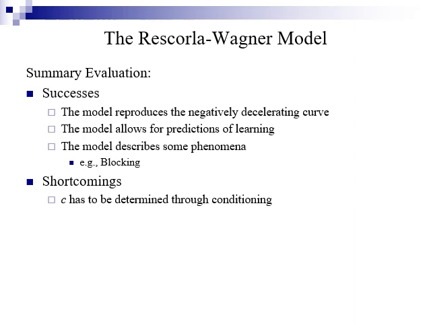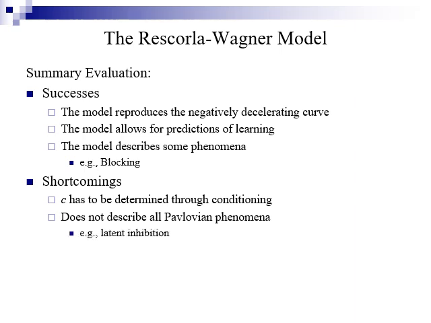Calculating C, that constant, can be difficult. It essentially has to be done through conditioning. It can't be done any other way. And it doesn't successfully describe all of the Pavlovian phenomena. It doesn't do a very good job with latent inhibition, for example.